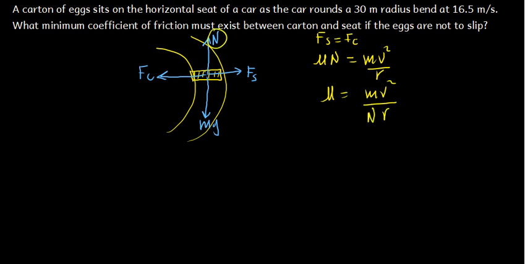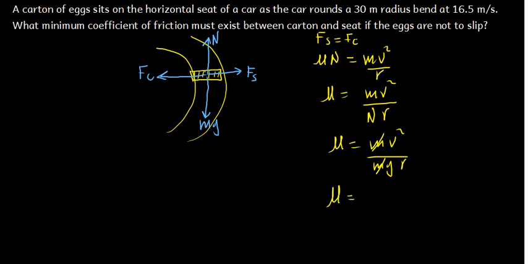But we can see that the normal force and mg are the same, the forces in the y. So this will be mu is equal to m v squared divided by, where there is normal force, we are going to substitute mg. This will be mg and then r. So you can see that the mass is going to cancel out.